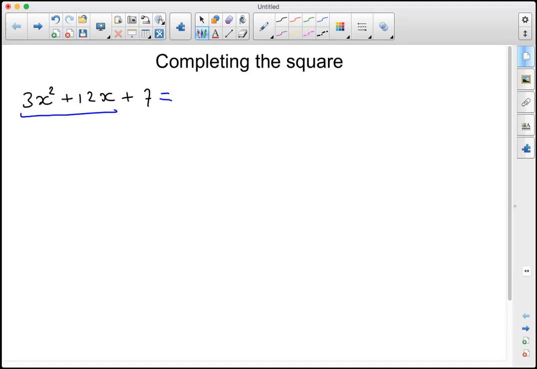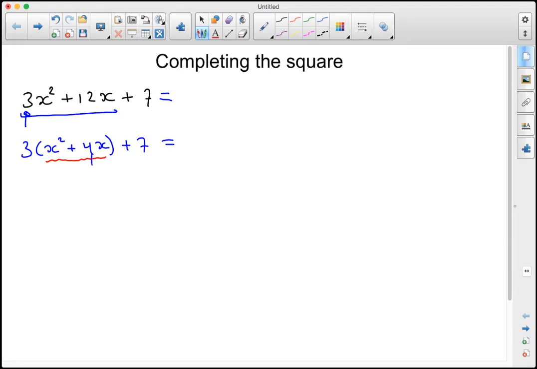Now luckily in that part there, in these two terms, we have a common factor, which is the 3 there. So we will first take out the 3 and write x squared plus 4x. The 7 is still there, just copy that one. Now we can complete the square on this bit here.